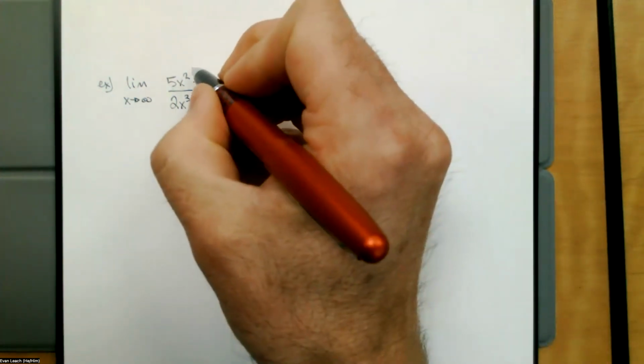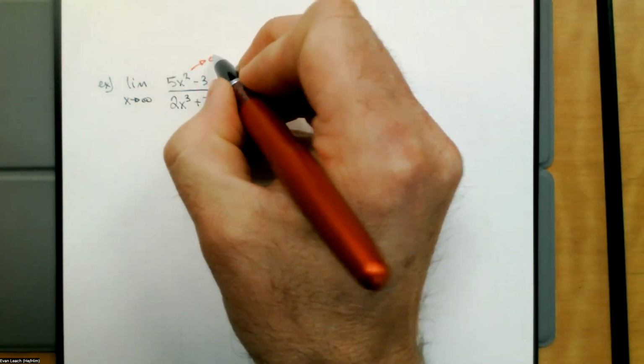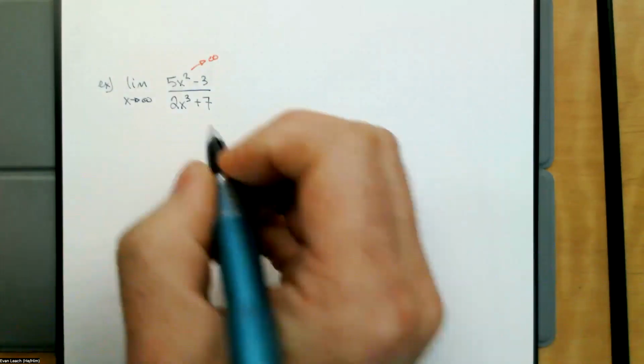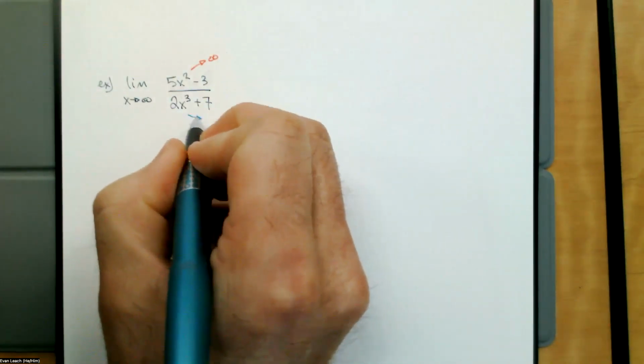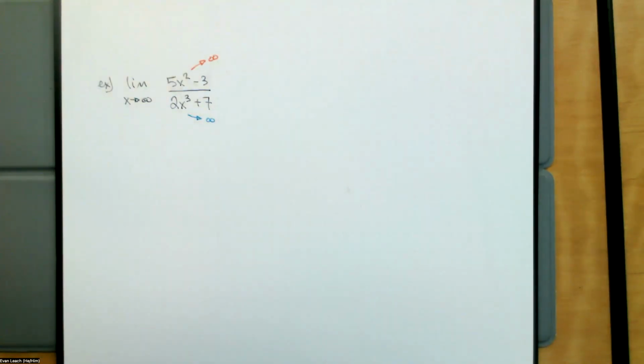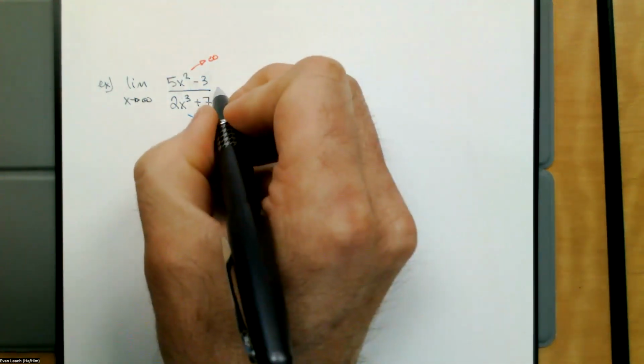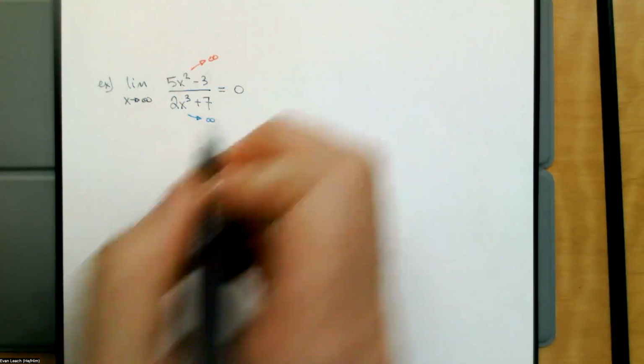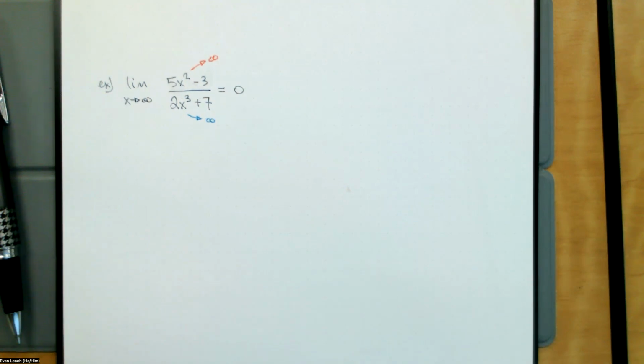So once again, we've got an infinity over infinity. But in this case, we're back to having a limit. The denominator is going to infinity faster. We're dividing by infinity. That's going to go to 0.